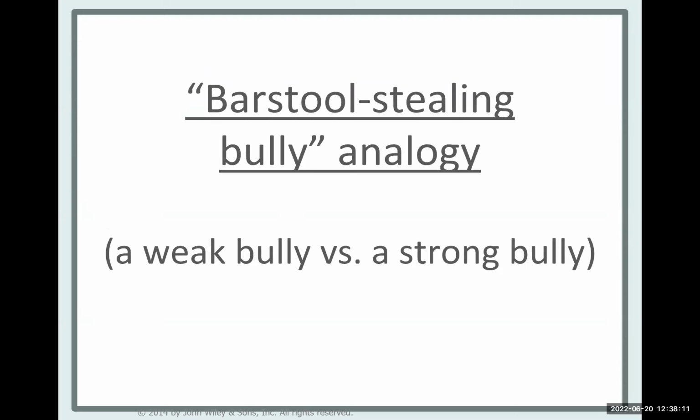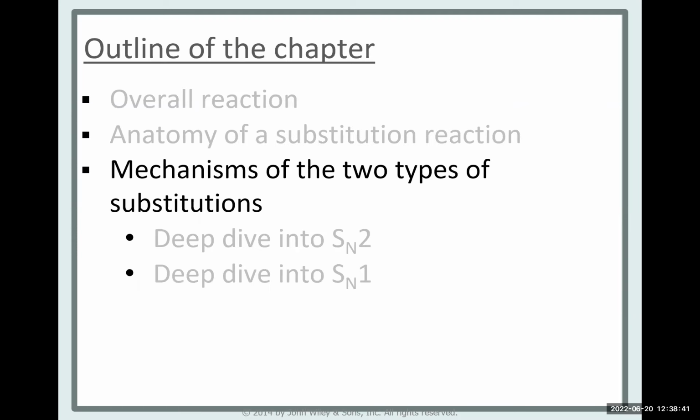But the Sn2 is the one-step reaction because it has 2 molecules involved in that transition state part, the high energy point. And that takes a strong nucleophile. And then the Sn1 is favored by a weak nucleophile, that is the 2-step reaction, but it's called a Sn1 because there's only 1 molecule involved in the high energy point when the leaving group leaves. So that's why we named them Sn2 and Sn1. Okay, so that's the overall reaction. That's the mechanism of the 2 types of substitutions.